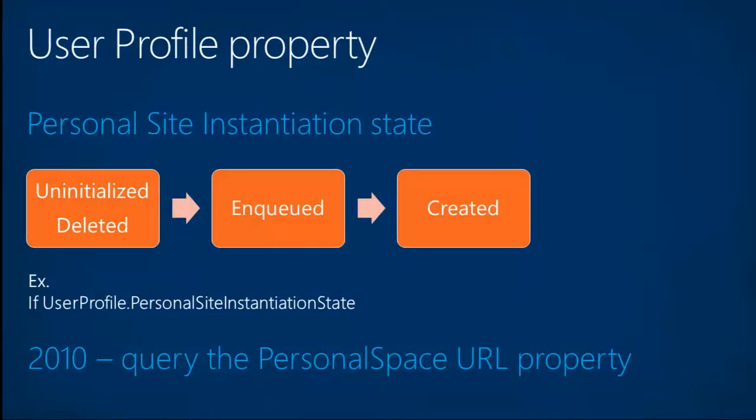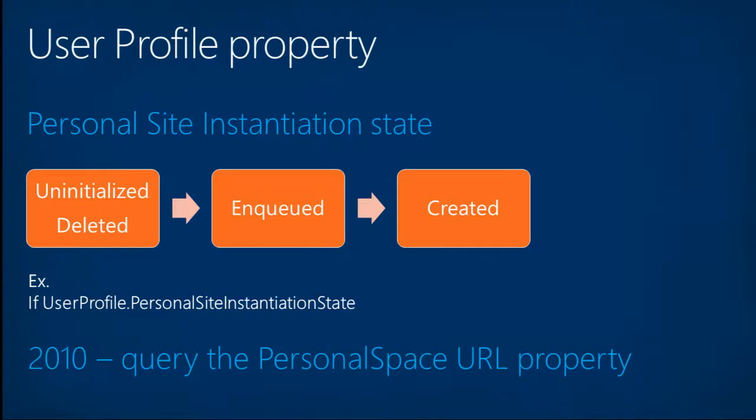All right, so let's look at one of the user profile properties that we added. We added a property called the personal site instantiation state. Now, if you go back to 2010, there was no state management support when it comes to personal sites. The only way you could infer that you have a personal site is by looking at something called the personal space URL property. So if the personal space URL property had a value, then you'd have to guess that the personal site might be there for the user. But for you to really be sure that the personal site is there, you'll have to load up the personal site collection object and check if the SPSite object is valid or not. But that's kind of expensive.